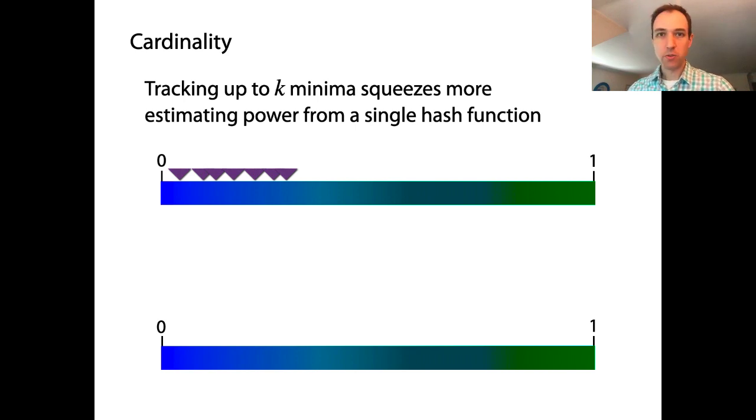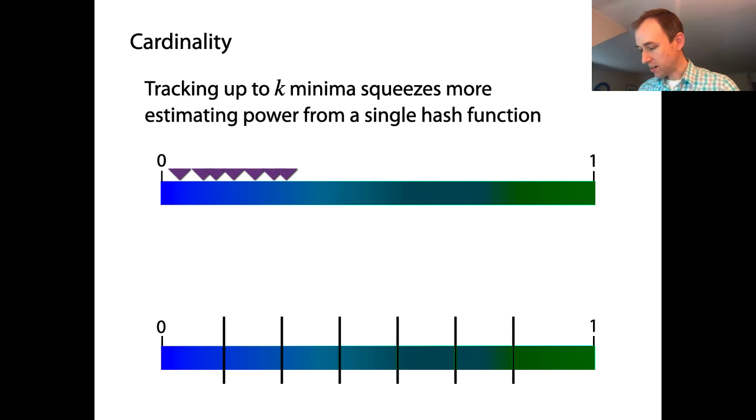But there's another way to imagine doing this. Instead of taking the k minimum from the entire range of the hash function, let's first divide the range of the hash function up into k partitions, like this. So what have I done here? I just have these black lines indicating this is a partition, this is a partition, this is a partition. There's 7 of them. And now, instead of having to consider more than one minimum from any given partition, I'm just going to consider the minimum in each partition.